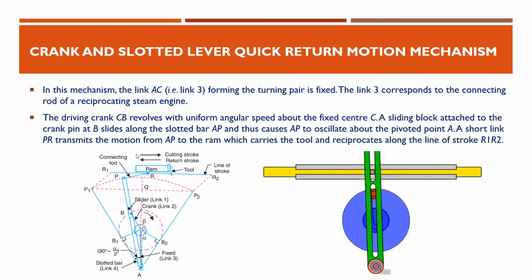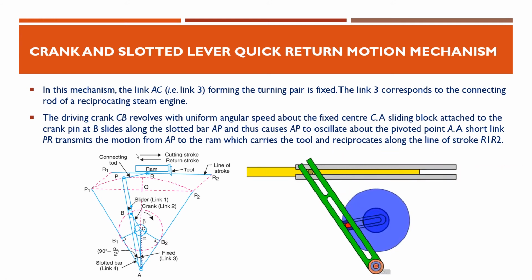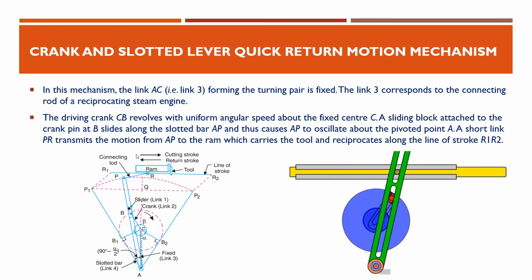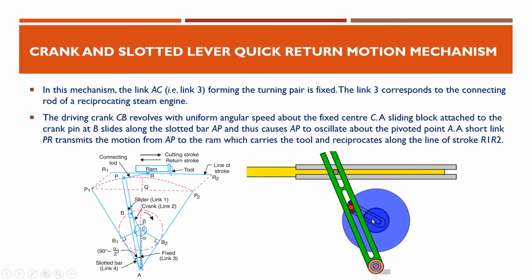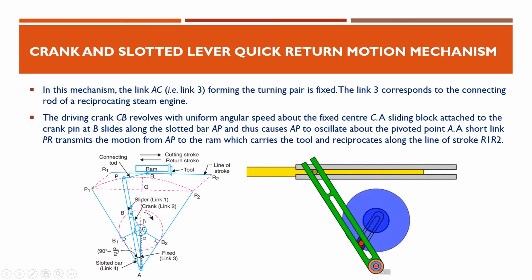Now, when I explain the mechanism, the crank revolves with uniform angular speed, that is very important. The crank revolves with uniform angular speed. Here this is the crank, the revolving one. In this figure the CB is the crank.